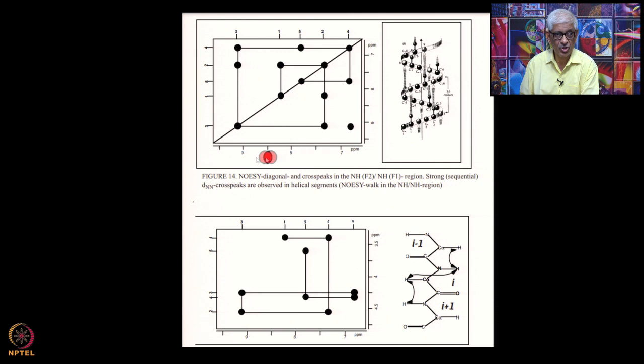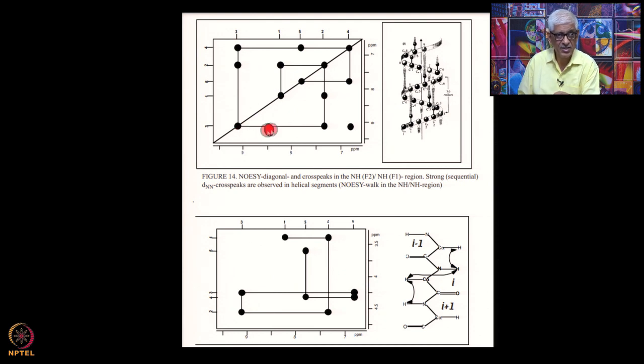The NH protons are here, these are the NH-NH connectivities. As I said, the NH-NH connectivities do not have a directionality. They can go from one residue to the next in any direction. So we cannot say here we are going from i to i minus 1 to i minus 2 and i minus 3. We may be going i to i plus 1, i plus 2, i plus 3 as well. So it can happen that way.